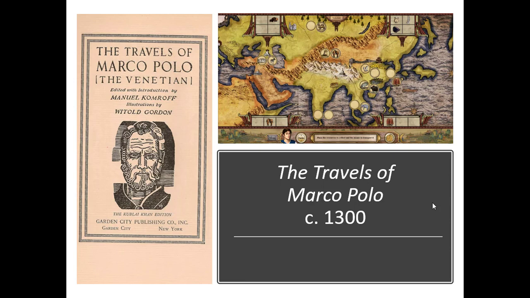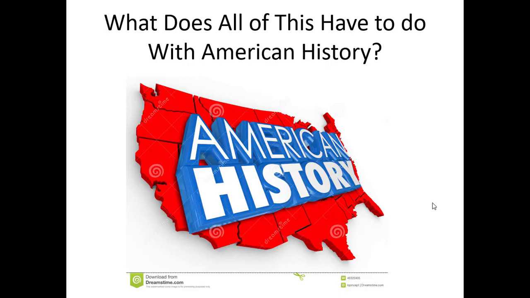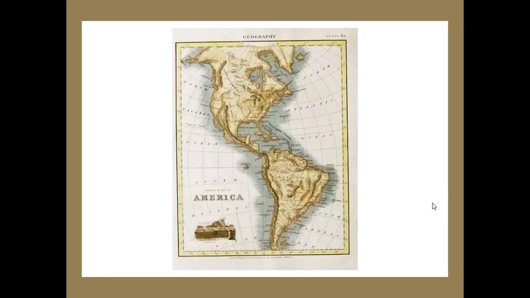So that makes sense, but what's this have to do with American history? This is American history class, right? Why am I talking about Marco Polo and China and Silk Roads in Asia? What could that possibly have to do with American history? Well, because the obsession with China led to the Europeans going out and trying to find faster ways there.